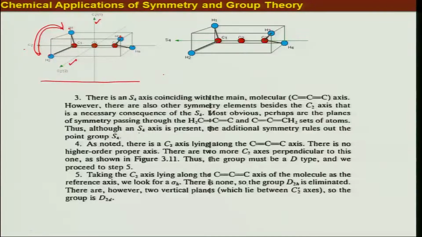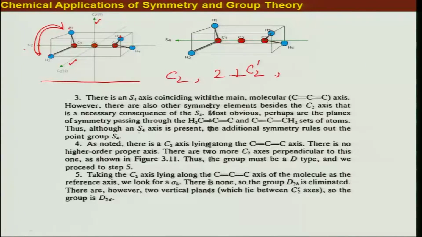So I already have C2 as the principal axis, and then I have two perpendicular C2s, which are always written as C2 prime. Perpendicular C2s with respect to the principal axis of symmetry are denoted as C2 prime. So I have two C2 prime. By now I know that the molecule belongs to a D type.